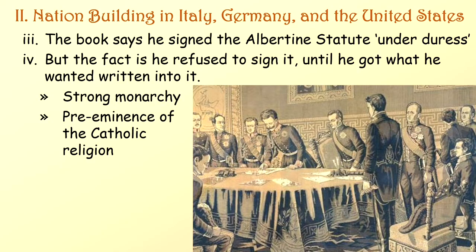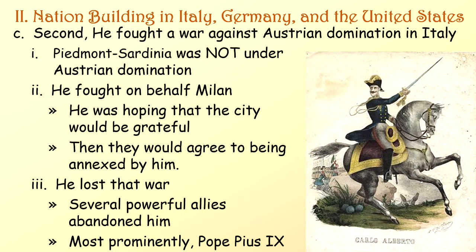Our textbook says that he signed the Albertine Statute under duress, but the fact is that Carlo Alberto refused to sign it until he got what he wanted written into it, which was a strong monarchy and the preeminence of the Catholic religion. Second, Carlo Alberto fought a war against Austrian domination in Italy.